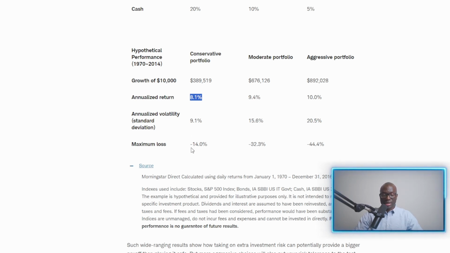The point here is, look at these numbers down here. The maximum loss that occurred during this period, 1997 to 2014. On a conservative portfolio, the maximum loss was about negative 14%, with a moderate about negative 32.3, and aggressive about negative 44.4. The question is, if you woke up one day and you noticed that your portfolio had dipped by almost 50%, what would you do? Would you panic? Would you think this is an opportunity to buy? Would you sell all your investments and get out of the market and say that the stock market is rigged?